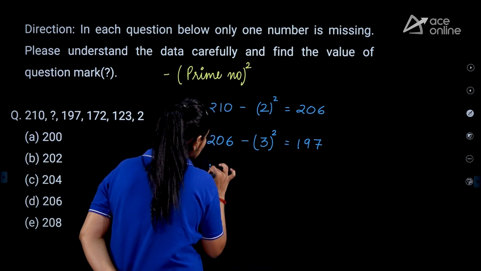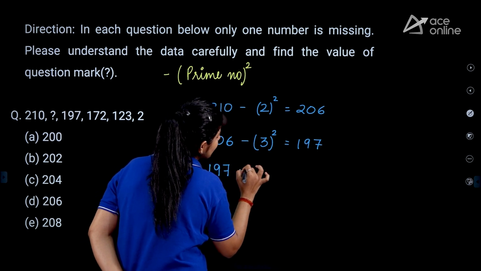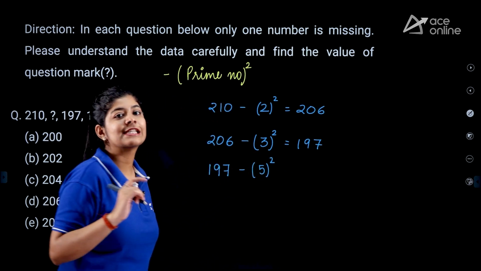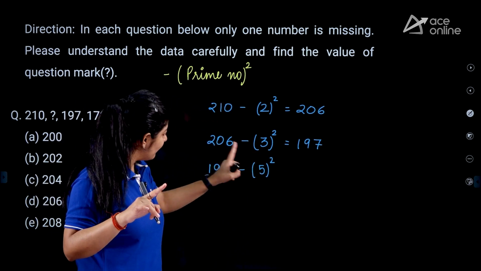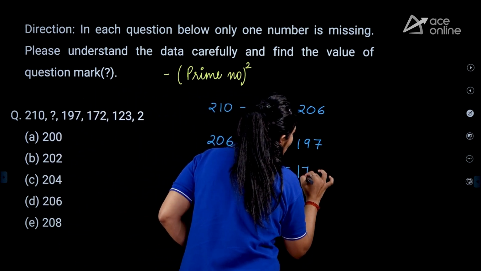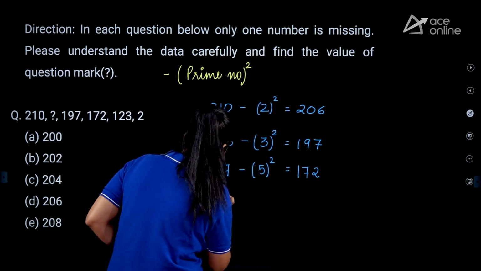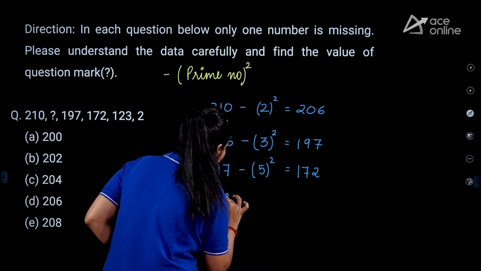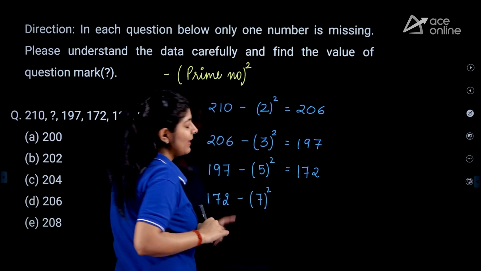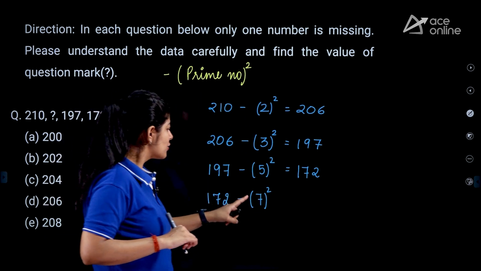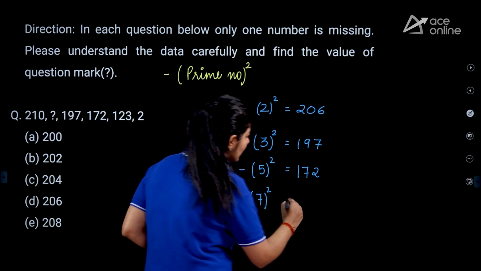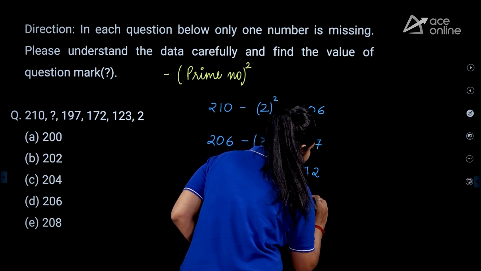The next number is 197, and the next prime number is nothing but 5, and the square of 5 is nothing but 25, and when I subtract 25 from this one, my answer is 172. Now for 172, I have to subtract the square of the next prime number, and that is 7. So basically I have to subtract 49 from this one, and I'll get 123.